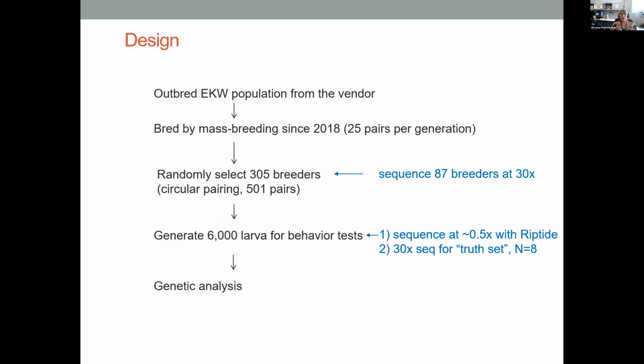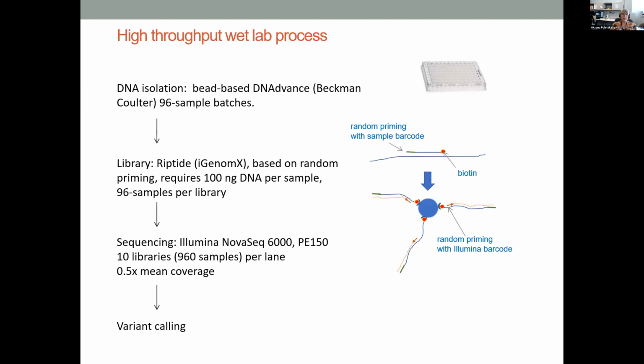So I need to mention that we deep sequenced a subset of these breeders, and it's important. It will be important in a minute. For the larvae, we developed this method, which I'm describing. And we also deep sequenced a small set of larvae to generate a truth set, which we use for measuring concordance. And this is our sequencing method.